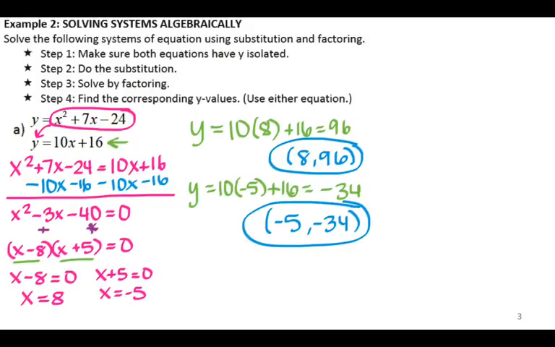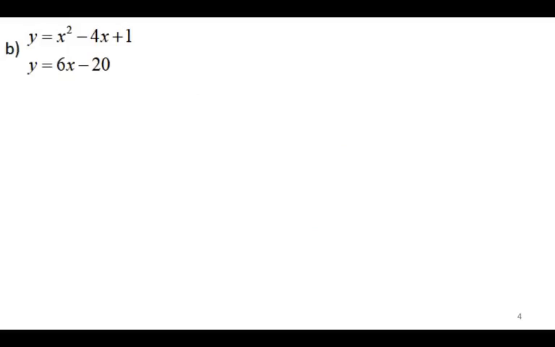Alright, let's do another one. So letter B, they both have y equals, so I'm going to make the substitution. Since y equals x squared minus 4x plus 1, I'm going to substitute my y into the second equation for x squared minus 4x plus 1.